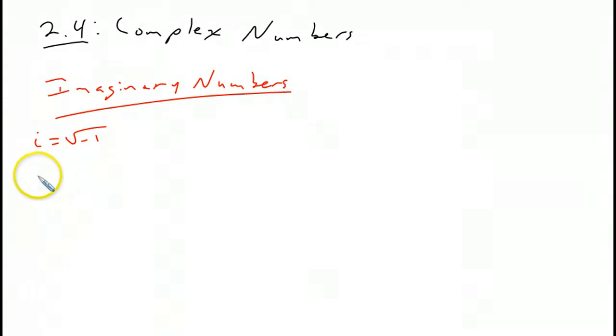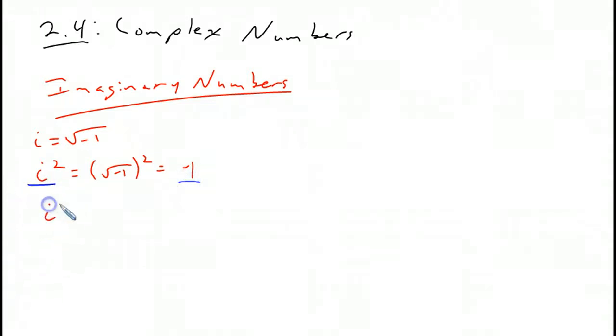So, with I being the square root of -1, I squared is the same thing as saying the square root of -1 squared. When I square the square root, I just drop it, so I squared is -1. That will be very helpful when you guys start working stuff out.